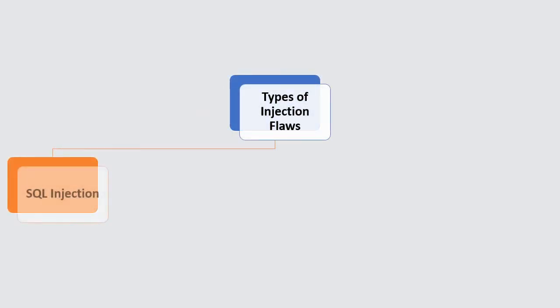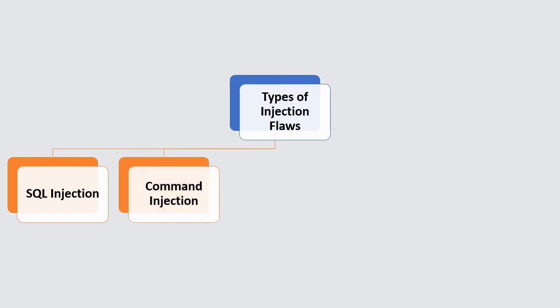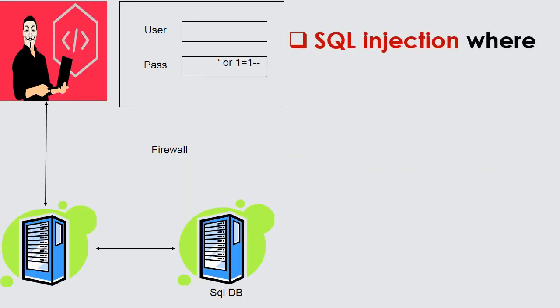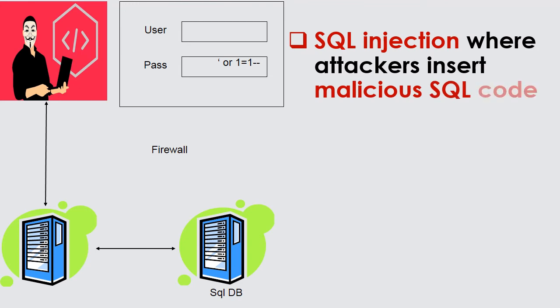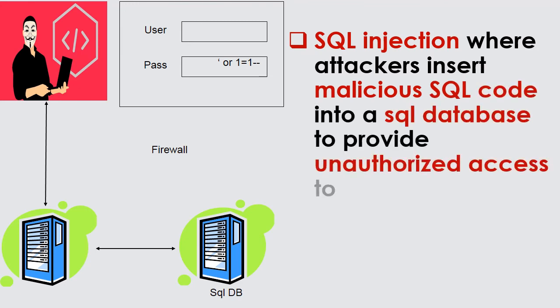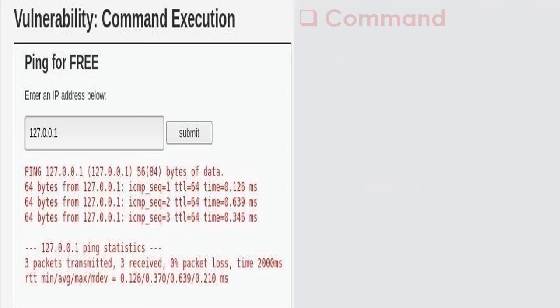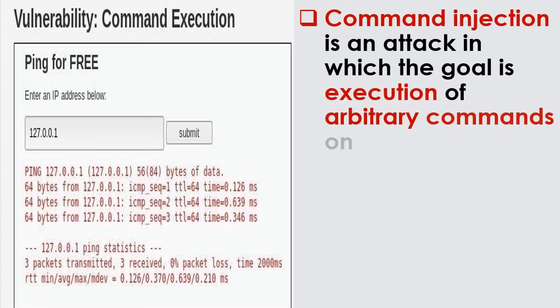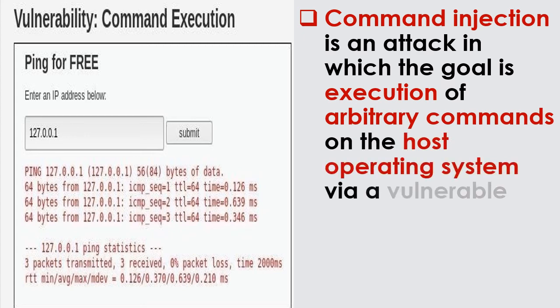Types of injection flaws: SQL injection, command injection, LDAP injection, XPath injection, and XML injection. SQL injection, where attackers insert malicious SQL code into a SQL database to provide unauthorized access to private data. Command injection is an attack in which the goal is execution of arbitrary commands on the host operating system via a vulnerable application.